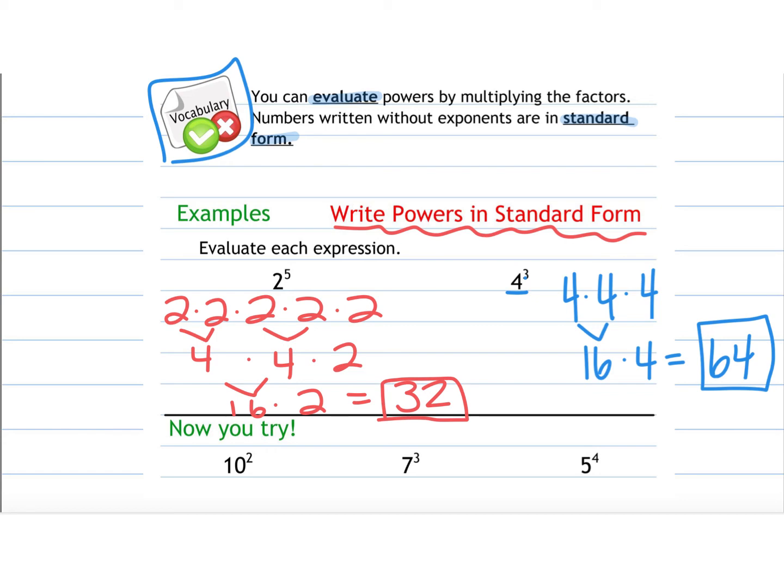Now pause and try these next 3 on your own. You're going to evaluate them. Okay, so 10 squared, or 10 to the power of 2, that means 10 times 10. We're multiplying it 2 times, which is 100.